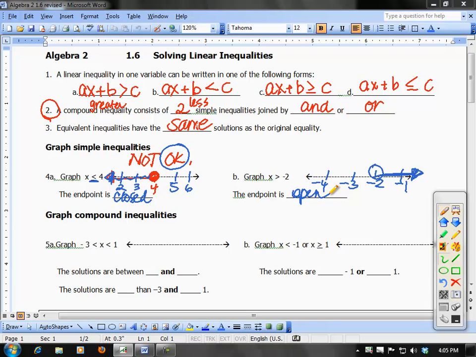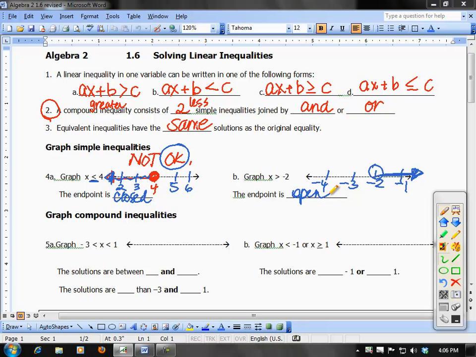Those are the simple ones, and we're trying to model for you exactly what we want our number line to look like. Most of the time, I'm not going to give you specific numbers on the number line. I'm just going to have you draw them. So you have to be able to relate your endpoint number with the ones around it to show that you know which way is greater than, less than, things like that.